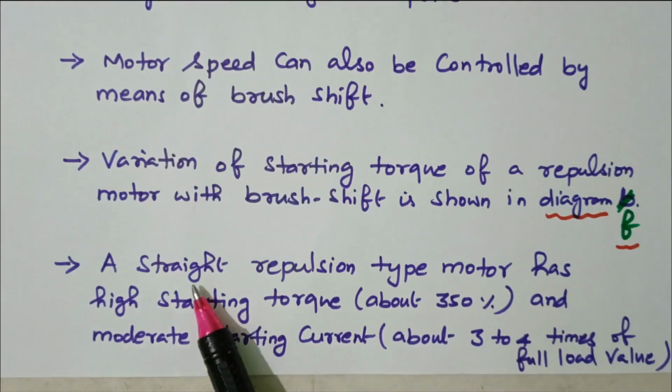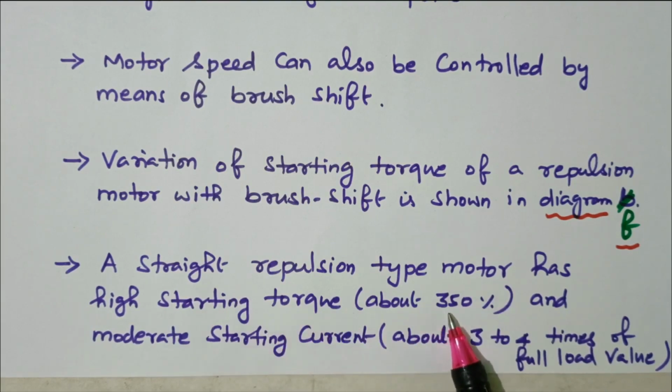Then, a straight repulsion motor has a starting torque of about 350% and moderate current of about 3 to 4 times the full load value. So the torque is about 350%. The starting current is 3 to 4 times the full load value.